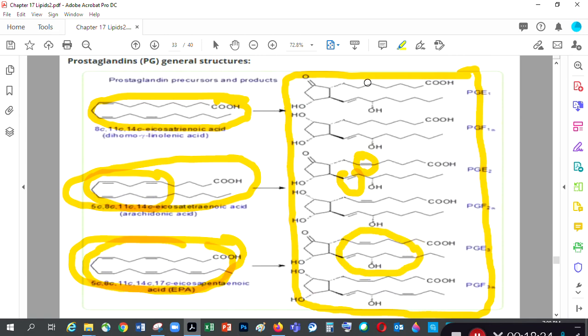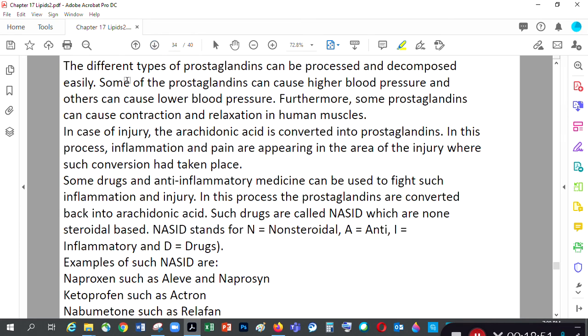So all those prostaglandins are numbered. You can see 1, 2, and 3, and so on. And therefore, the essential fatty acids are very important to produce prostaglandins inside the body. So the different types of prostaglandins, here they are. The different types can be processed and decomposed easily. Some prostaglandins can cause higher blood pressure, and others can cause lower blood pressure. Some can cause contraction and relaxation in human muscles.